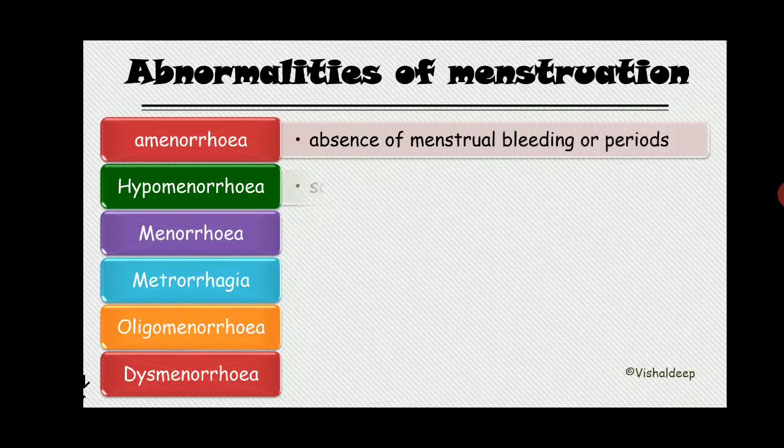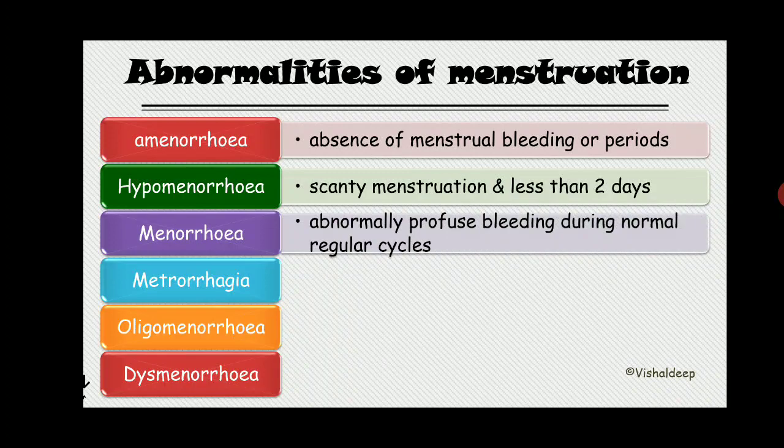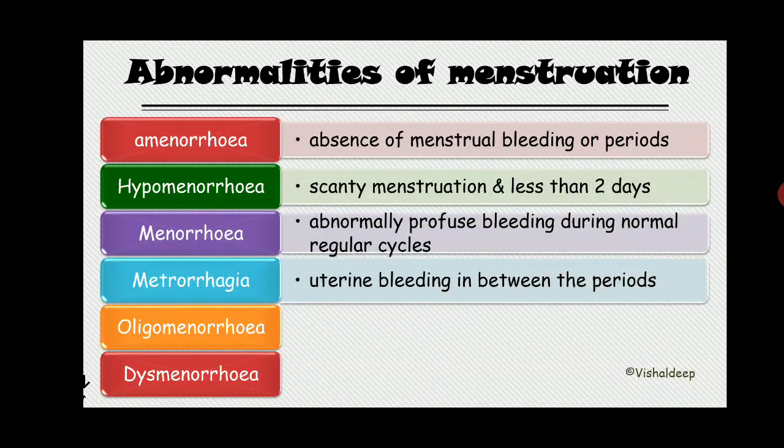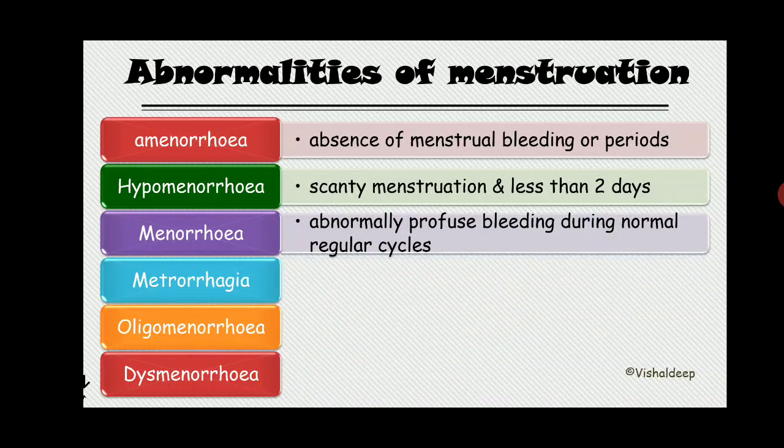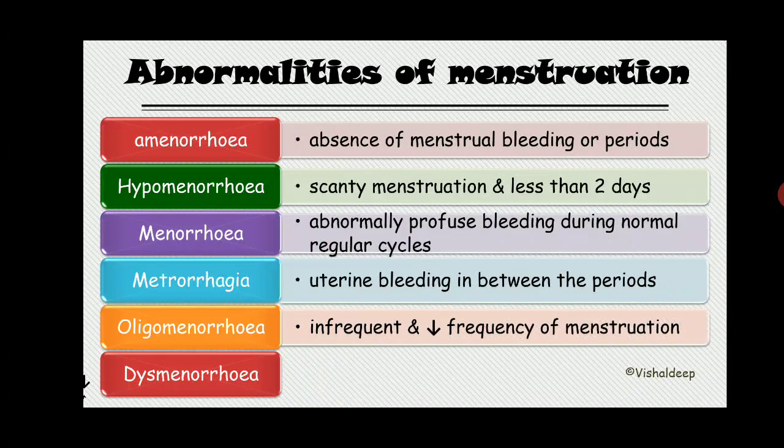Second one is hypomenorrhea. Hypomenorrhea means scanty menstruation, less bleeding, or the duration is less, that is less than 2 days. Now what is menorrhagia? Menorrhagia is basically abnormally profuse bleeding during the normal regular cycle. What is metrorrhagia? It is basically uterine bleeding in between the periods. It is known as metrorrhagia. And oligomenorrhea is basically infrequent menstruation, with decreased frequency. It is known as oligomenorrhea.